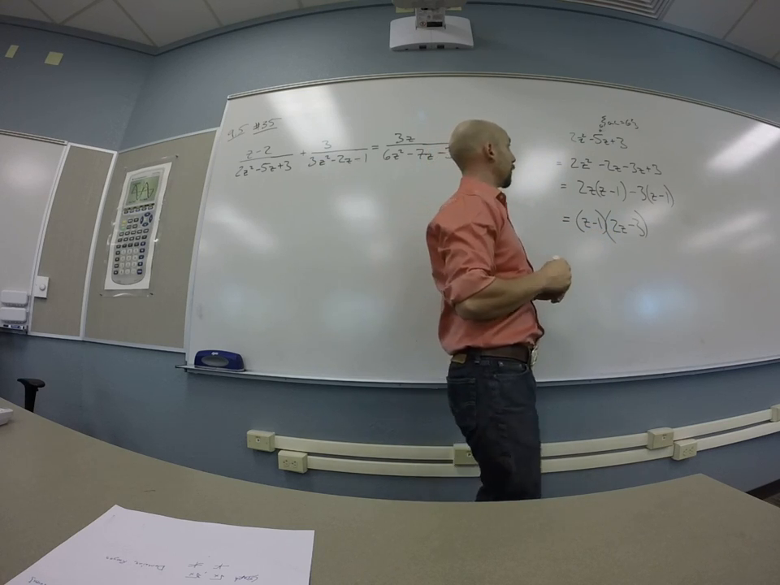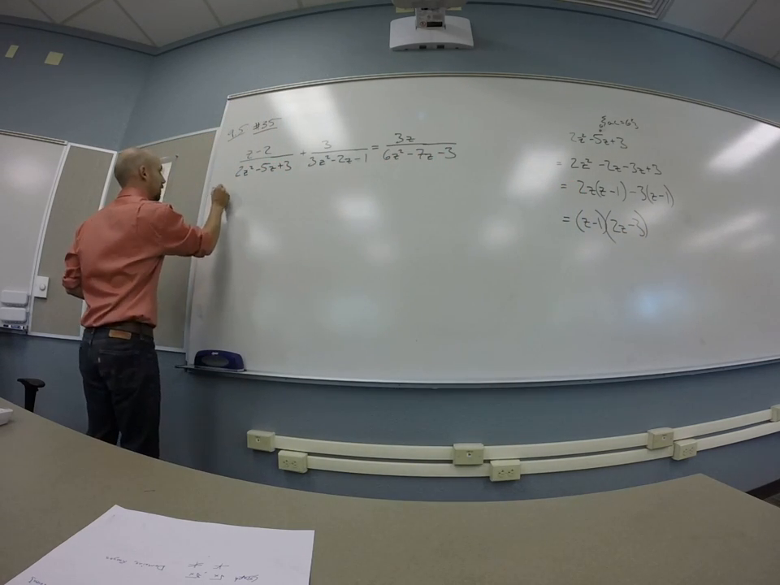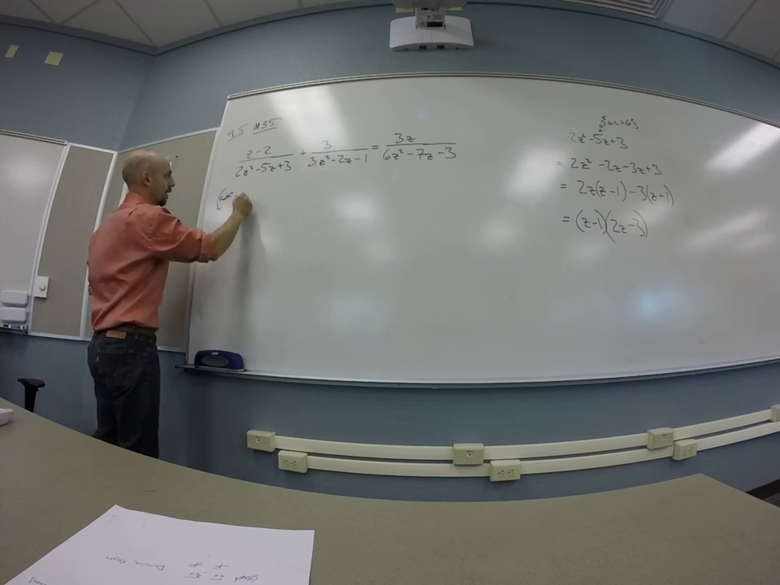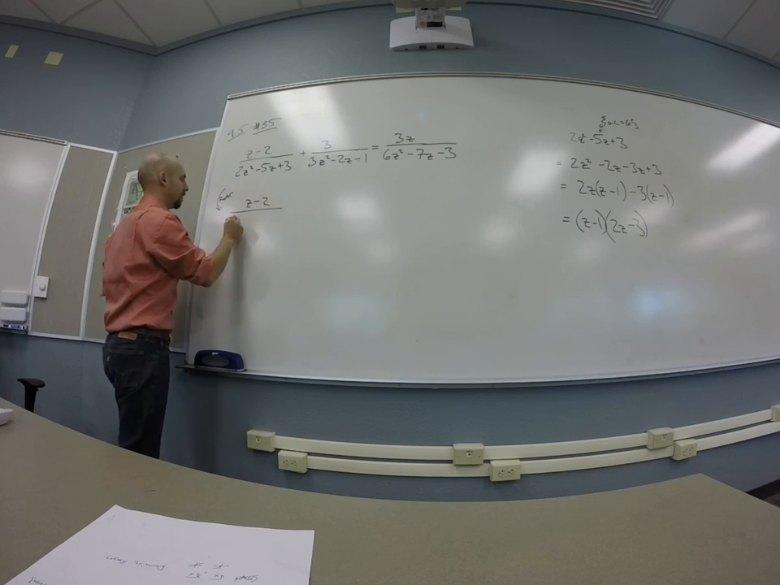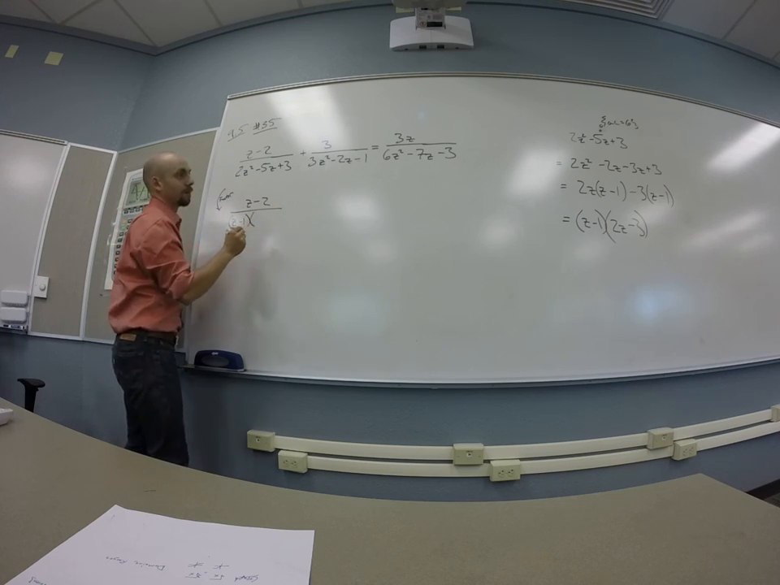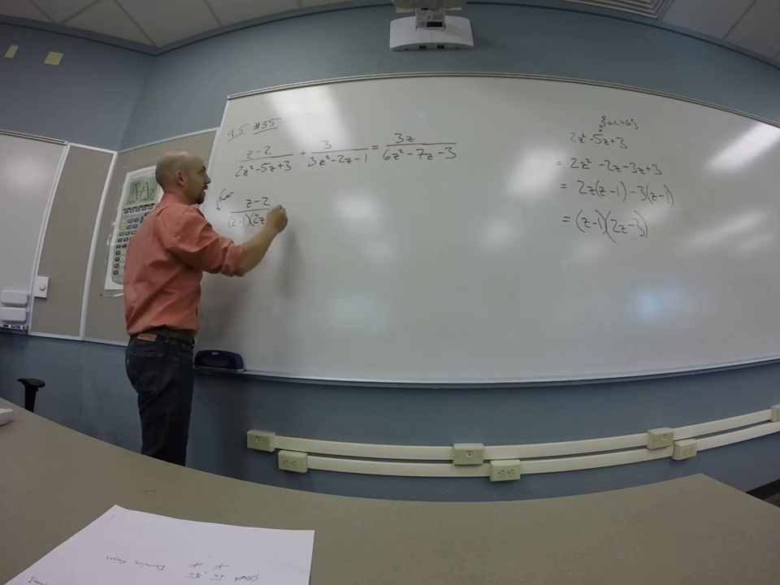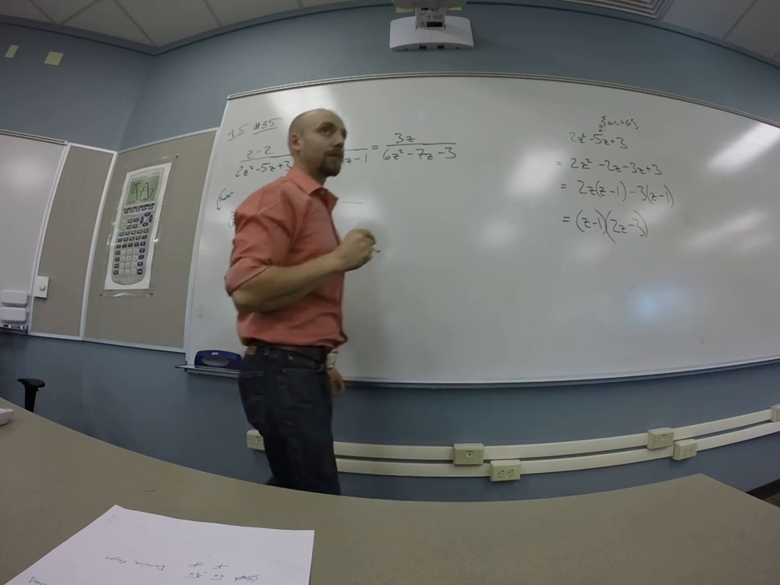All right, so that's the first one. So this is factored: I've got a z minus 2 over z minus 1 times 2z minus 3. All right, I better do the next one.